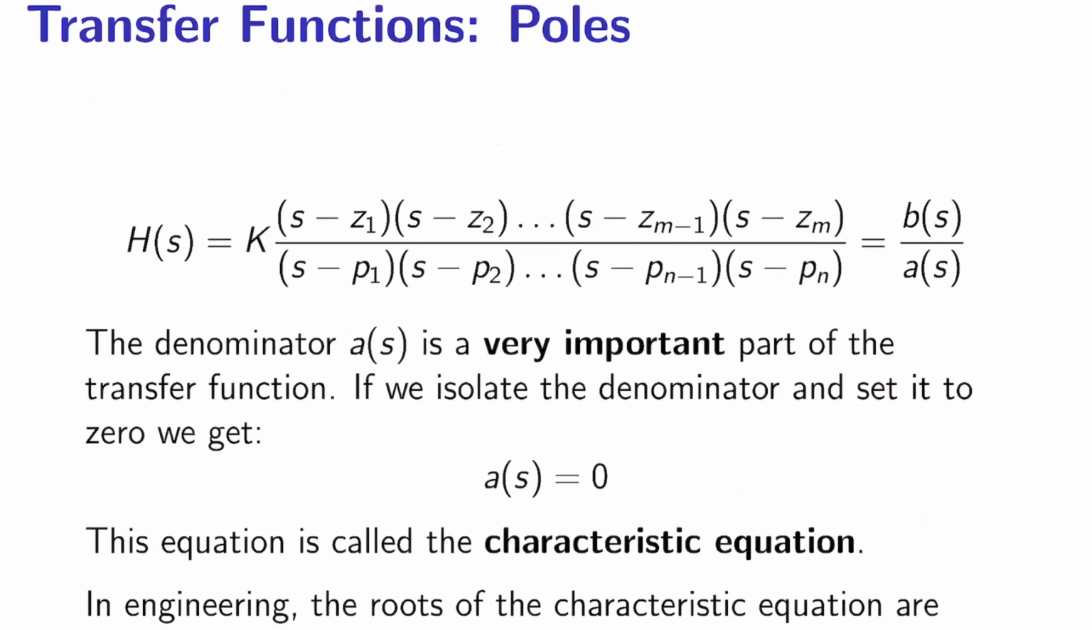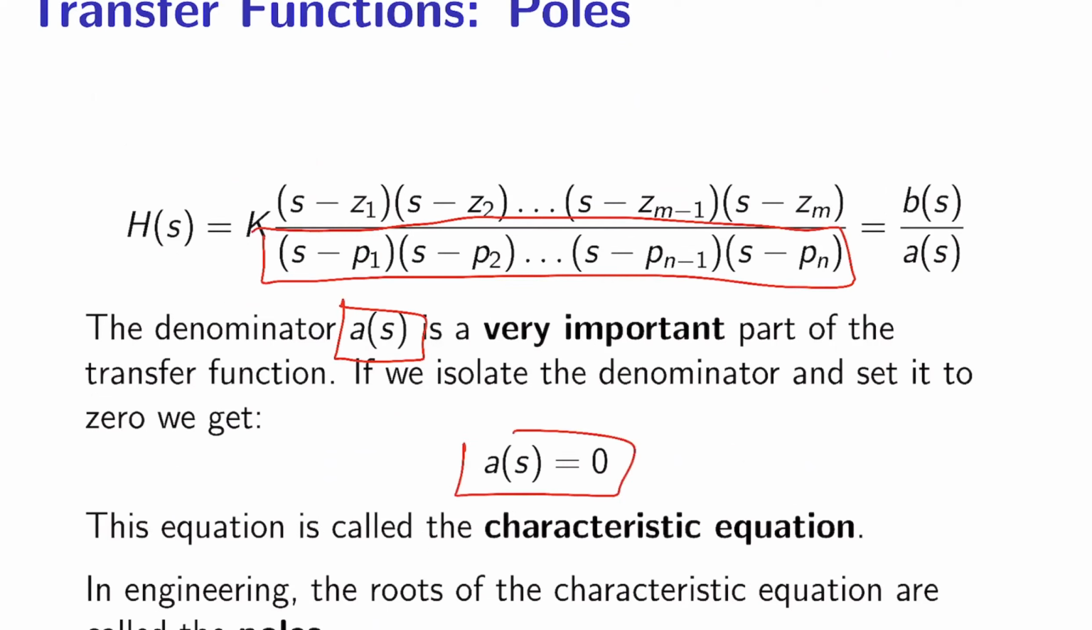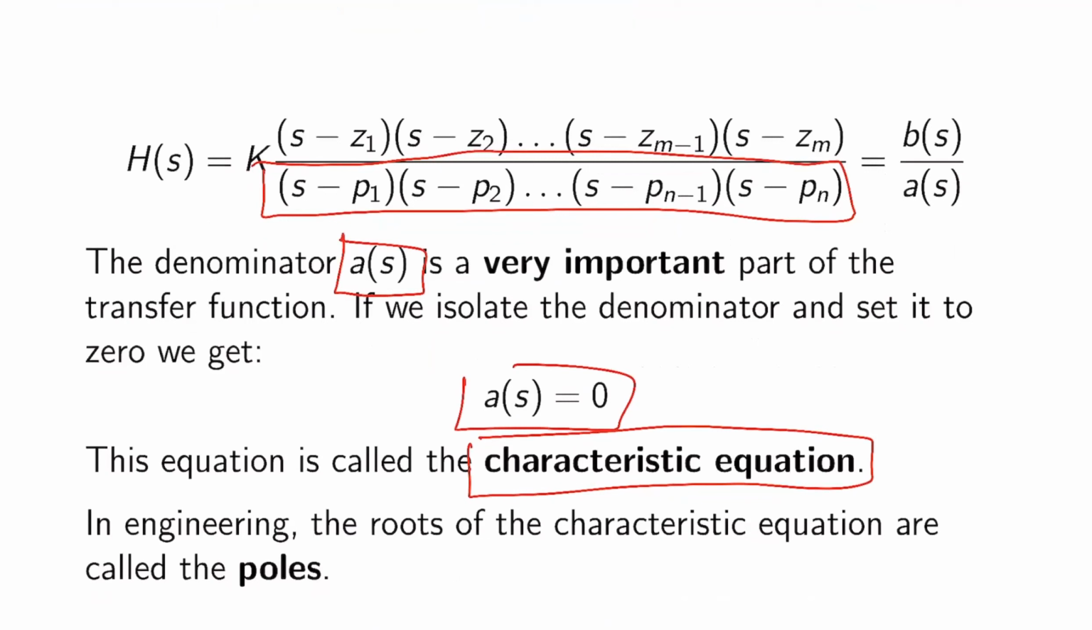Now here it is again, because the denominator A of S, this piece here, turns out to be really important. If I take this out and set it to 0, it is called the characteristic equation. The characteristic equation you'll come across all over the place in engineering. And it's basically the polynomial in the denominator.